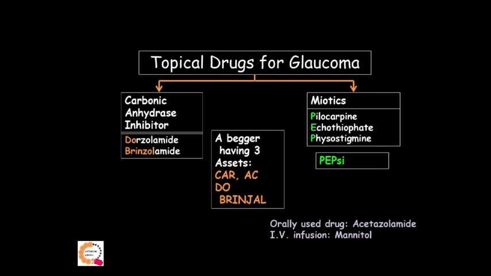And the last class is myotics. In myotics, 3 drugs are there: first pilocarpine, echothiophate, and physostigmine. Its trick is Pepsi. Myotics happen due to Pepsi. Myotics means constriction of the pupil, so it's just a trick. P for pilocarpine, E for echothiophate, and another P for physostigmine.